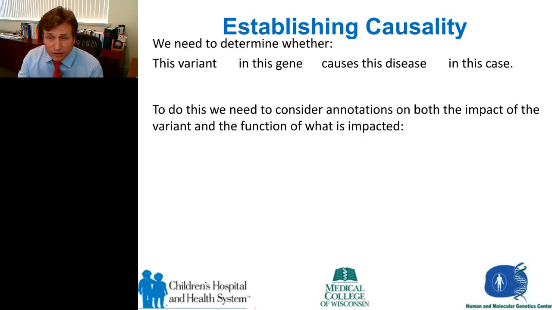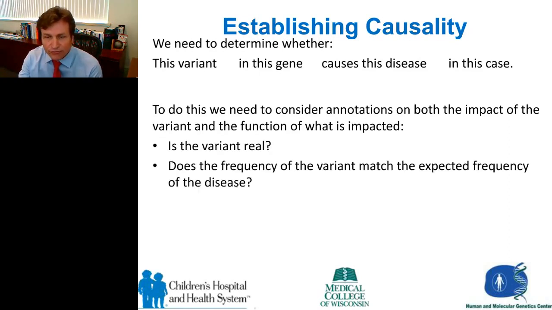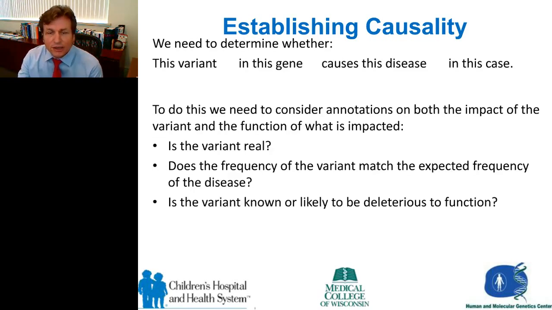To do this, we have to consider the annotations and the impact of the variants and the function of what is impacted. I'm going to talk a lot more about that. Obvious questions: is that variant real? Does the frequency of the variant match the expected frequency of the disease? Is the variant known or likely to be deleterious in function?